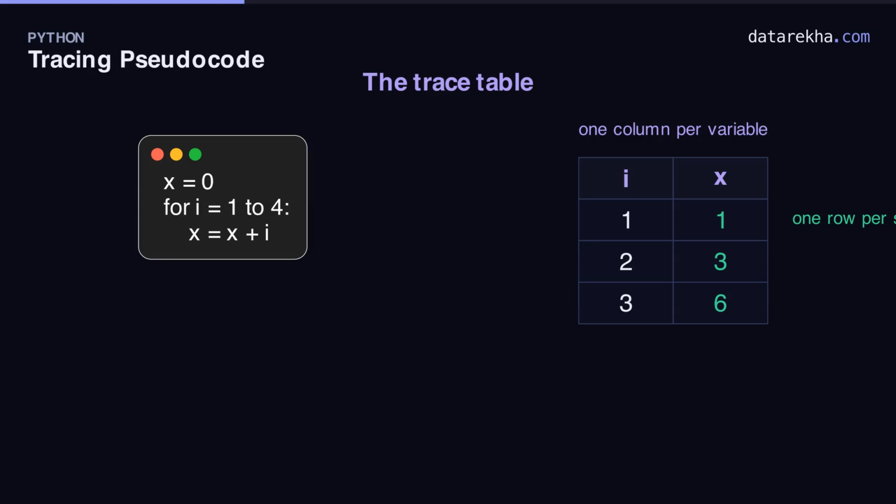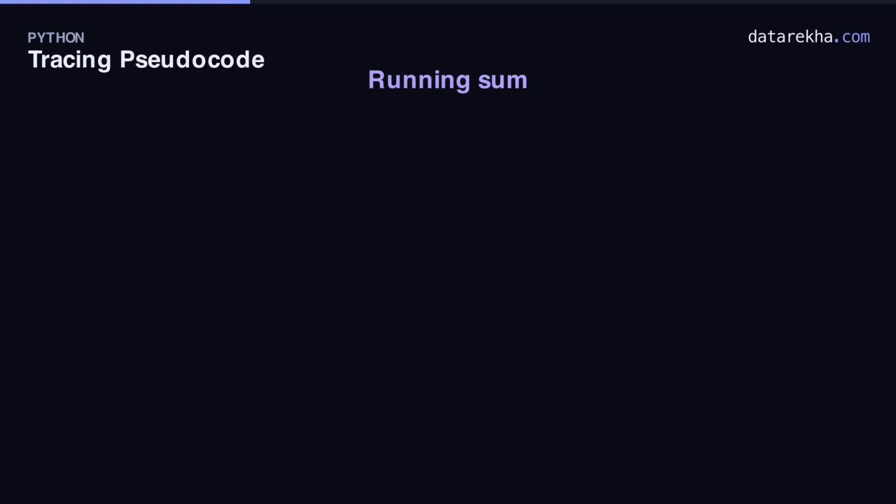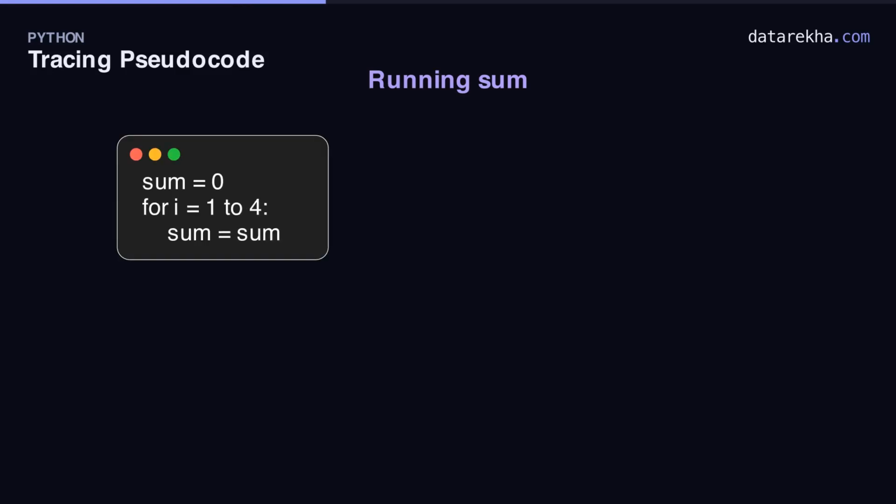Let me show you the rhythm. See how X grows down the column: 1, 3, 6. As the counter climbs, the state of the whole program is laid out on paper. No juggling in your head. Let's fill one completely. Our first full dry run, summing the numbers 1 to 4.